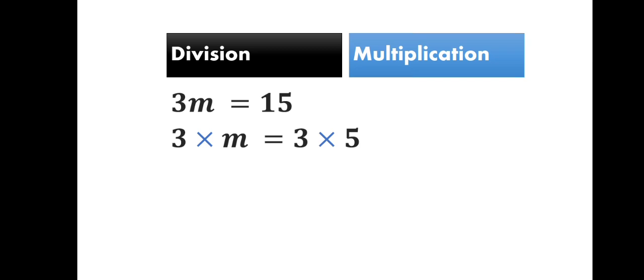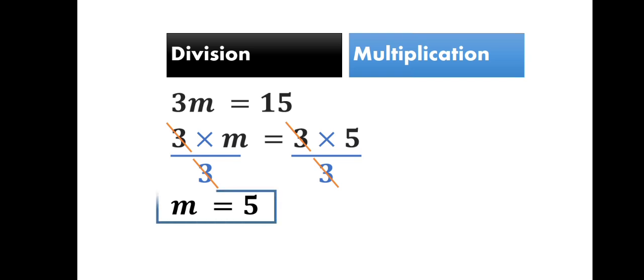So here we have 3 times m equals 3 times 5. To break the bond of multiplication, we introduce the opposite of multiplication, which is division. That is why we divide both sides by the coefficient, which is 3. So 3 cancels 3 to give us m, and 3 cancels 3 to give us 5. So m equals 5 is our final answer. This is how you use the idea of opposites in mathematics to solve algebraic questions or algebraic terms that involve division and multiplication.